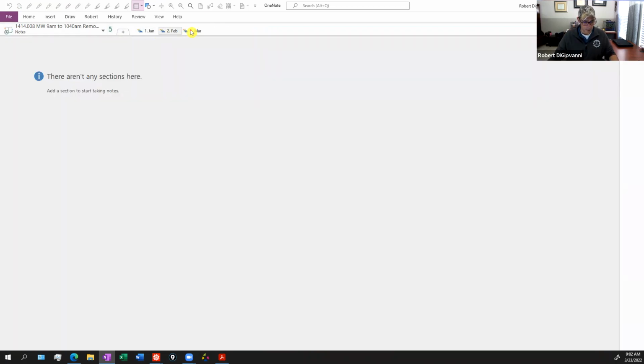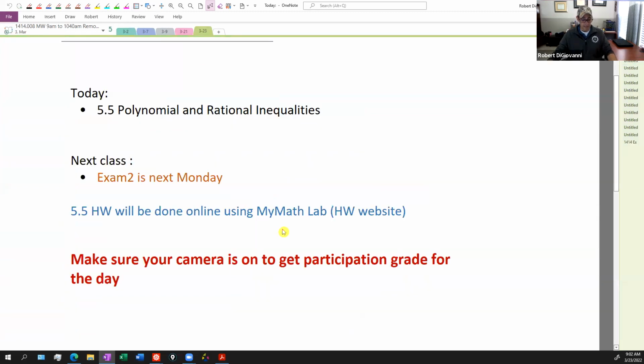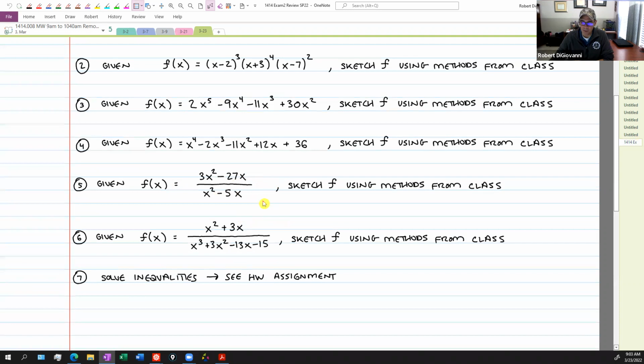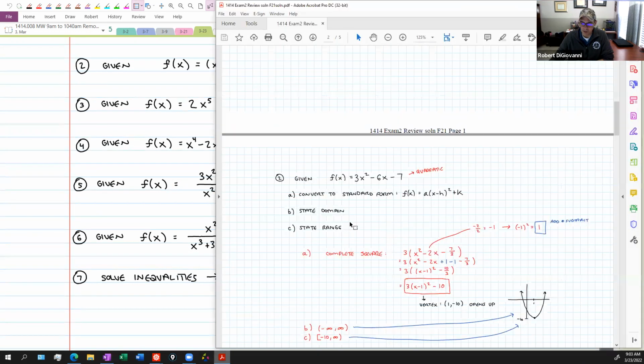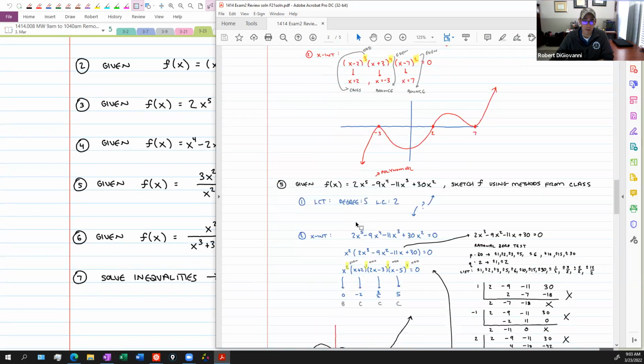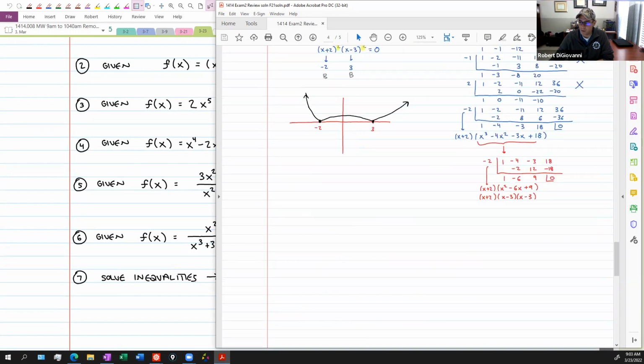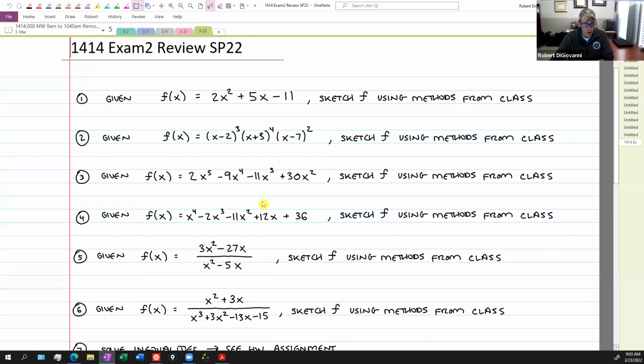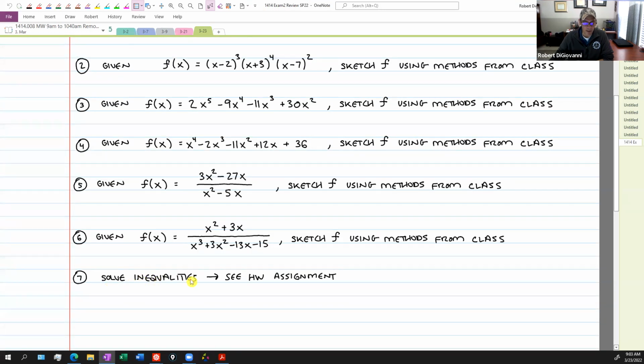All right, so here's our plan for today. We're going to talk about polynomial and rational inequalities. On Monday is our test. I gave you a review to look at last class, and I have that review here. I asked you to try a couple of these problems. I'll provide you the solutions to that review. And on this review, number 7 says you have to solve some inequalities, and that's what we're doing today.